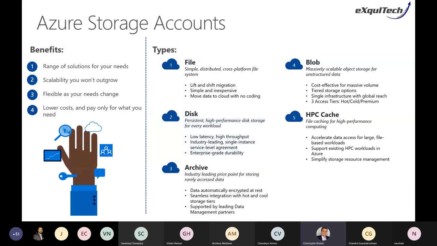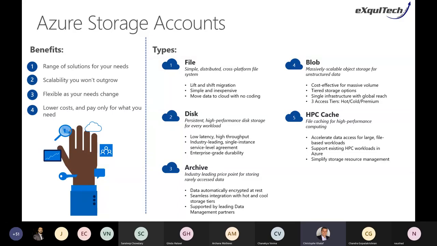So we have the file type. The file type is the regular storage that can usually replace the file server that you have on premise. Instead of using a file server, you can now use Azure file storage, for example, and store your data there. It will be automatically backed up. It will be accessible from anywhere, and it can also be mapped to any virtual machine.